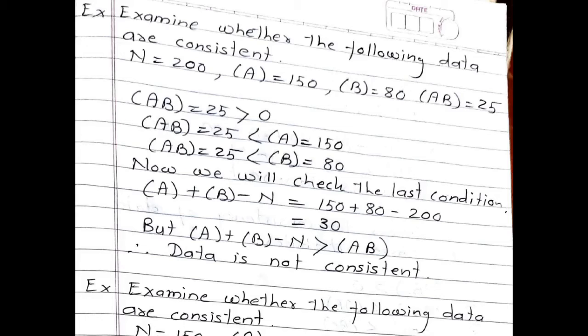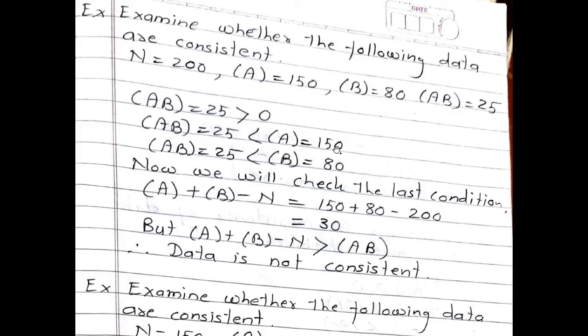Next example. Examine whether the following data are consistent. It is exactly a parallel problem. N is equal to 200. Frequency of class A is 150. Frequency of class B is 80. And frequency of class AB is equal to 25. We always start with the frequency of AB, which should be non-negative. In this case, AB is 25, so AB is greater than 0. So the first condition is satisfied.